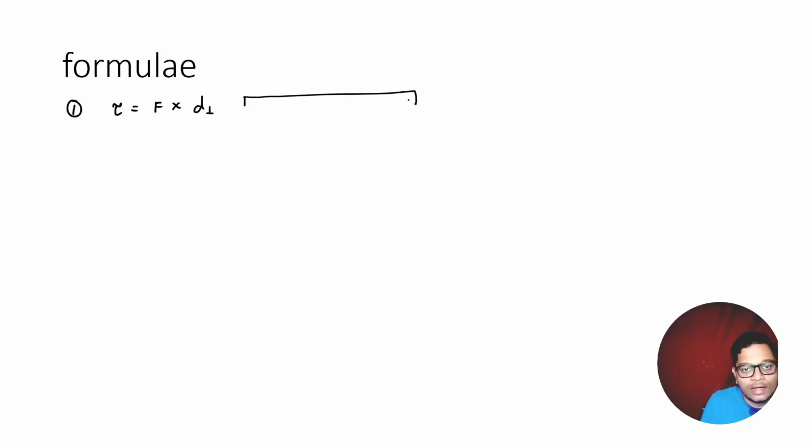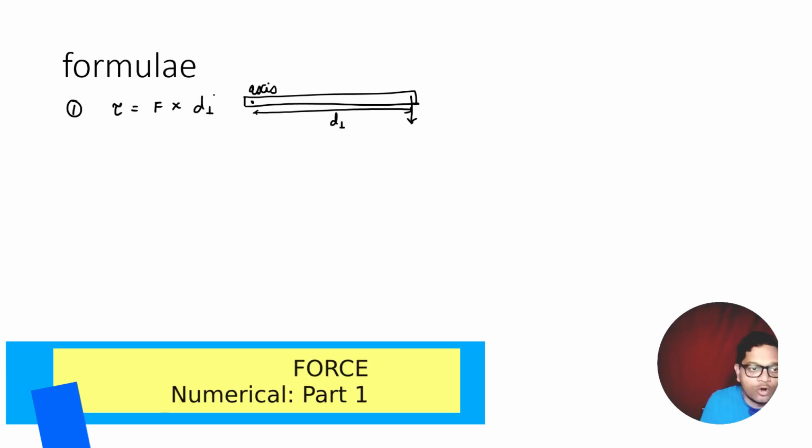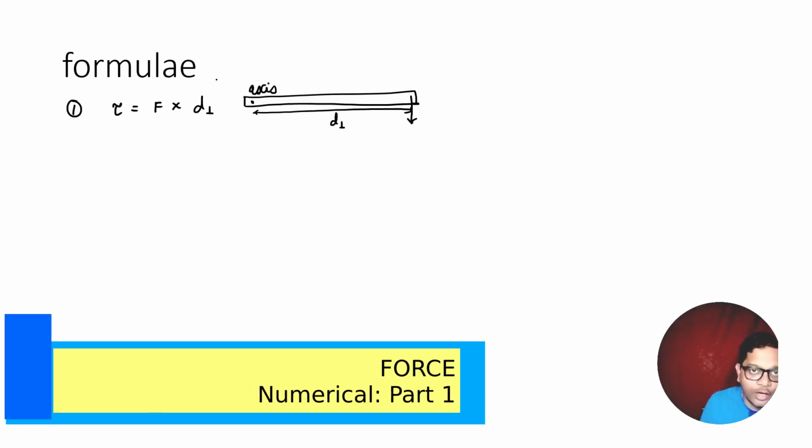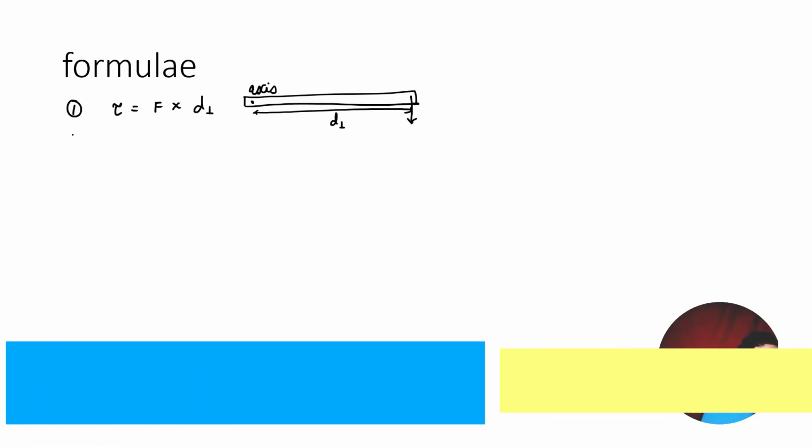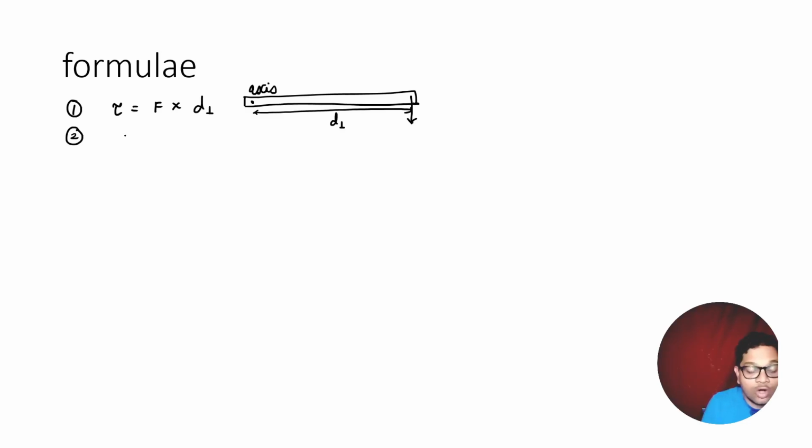But the perpendicular distance is between which two points? The point where the axis acts, so this is the axis, and the point where the force is applied. The perpendicular distance between these two points is what we are talking about here, and the magnitude of the force applied. Second thing is the laws of moments.